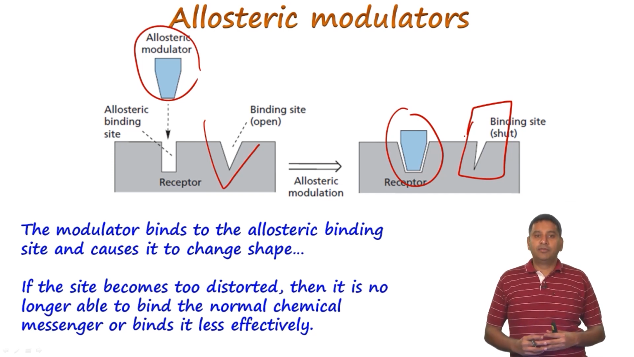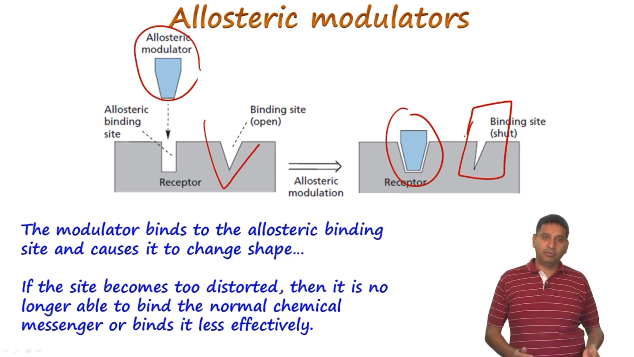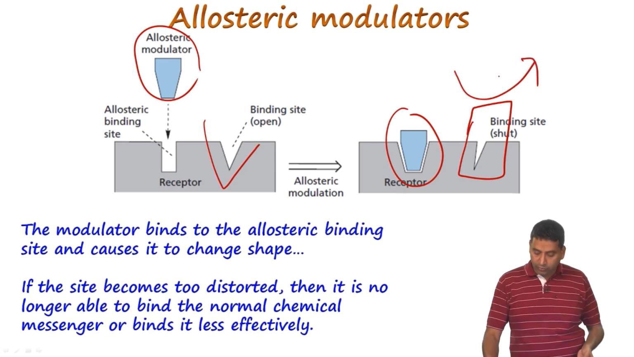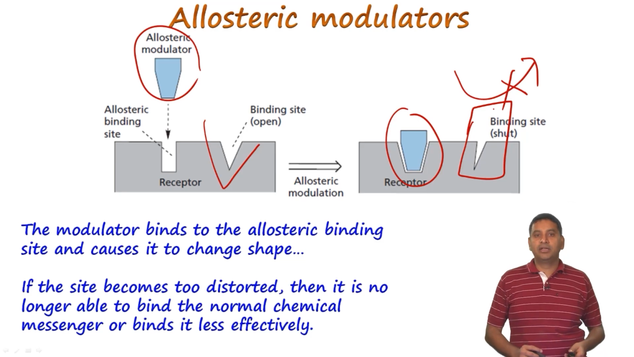Okay. So, if the site becomes too distorted, then it is no longer able to bind the normal chemical messenger, and therefore, there is no activity, right. So, this is how we understand allosteric modulators.